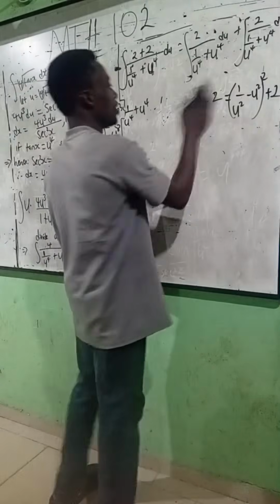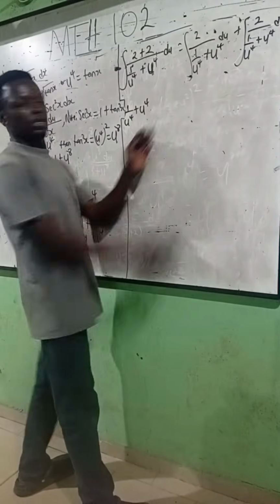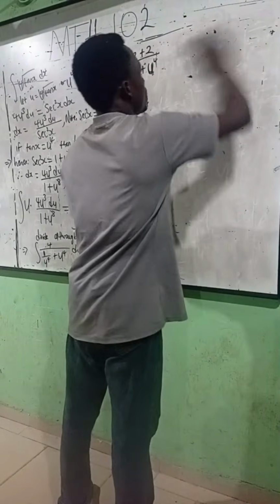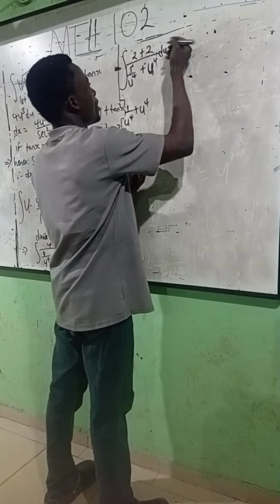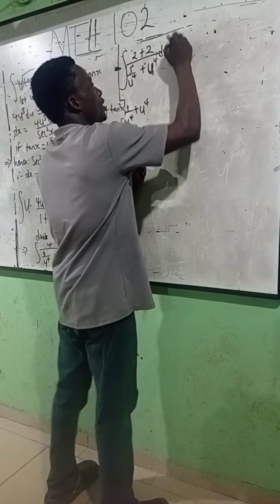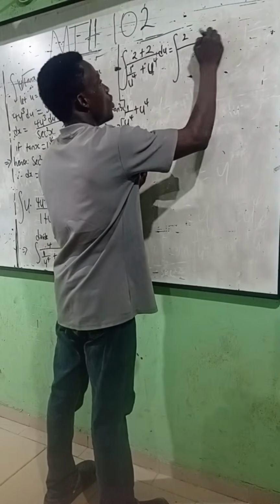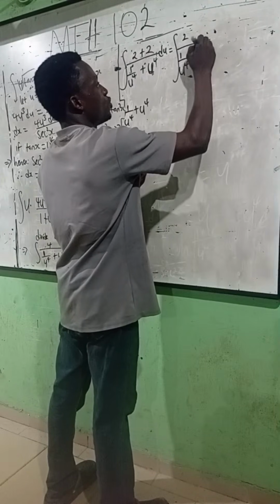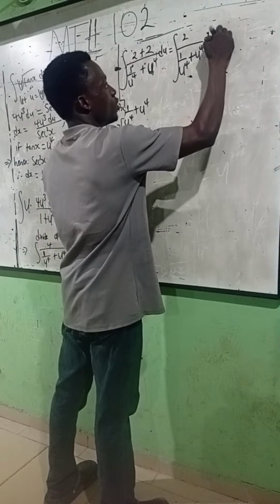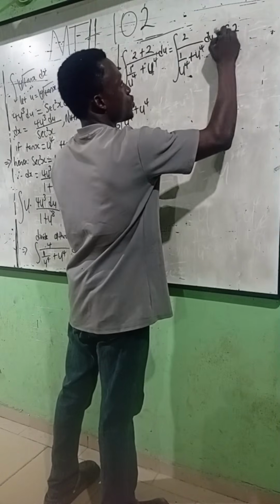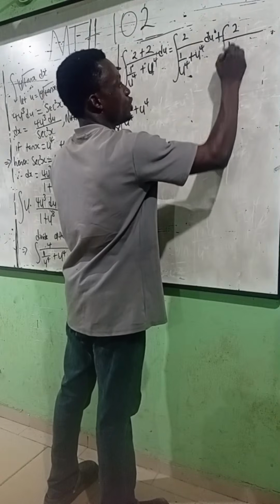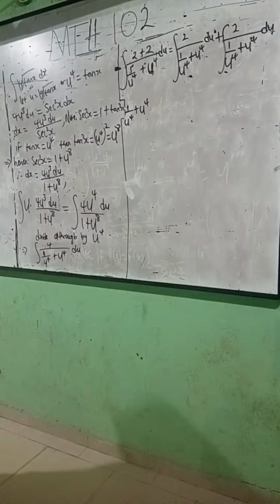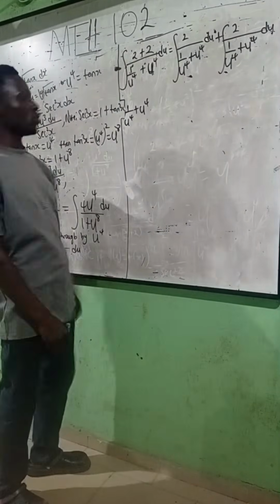Let me write it so that there will be enough space. This is du. Please, let's pay attention. Equals to integral of 2 over 1 over u4 plus u4 du plus integral of 2 divided by 1 over u4 plus u4 du. Are we together? So I'm just splitting these two on both denominator.